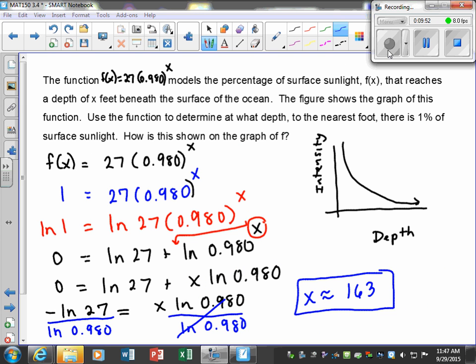Okay, this is an extra example that some of you may see in your homework, and so I'll just let you pause it and look through this. But one of the things you want to pay attention to is that they give you the y value, which is the intensity, is 1%. So most people make the mistake and plug that in for x, and that's not right. So you'll put that 1 and then you use natural logs to solve this.